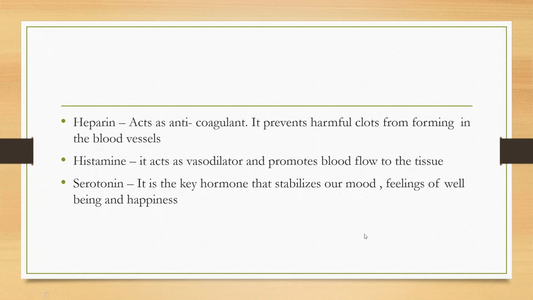Next is serotonin. Now, what is the function of serotonin? It is a key hormone that stabilizes our mood, feeling of well-being and happiness. Many times you are happy, you are sad, you get a feeling of well-being and happiness. All these mood swings, your happiness, pleasure, all these emotions are controlled by a hormone called serotonin. And who secretes that hormone serotonin? The basophil. So these were the three: heparin, histamine, and serotonin.